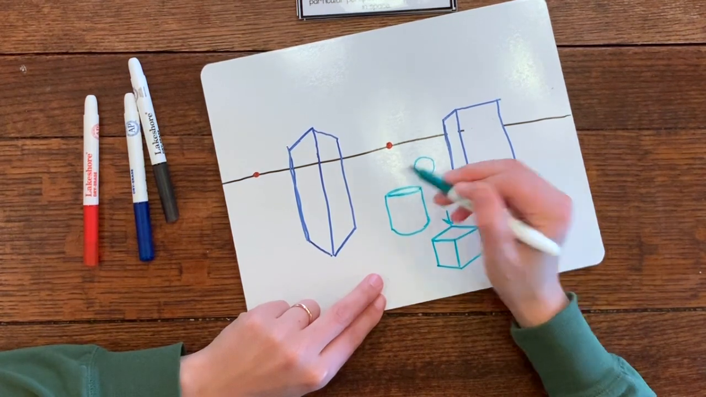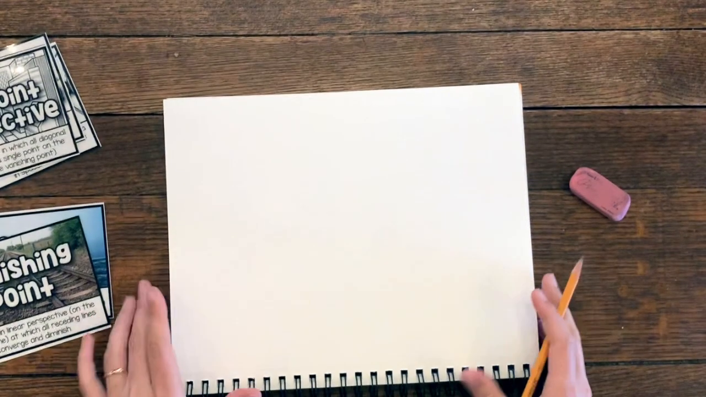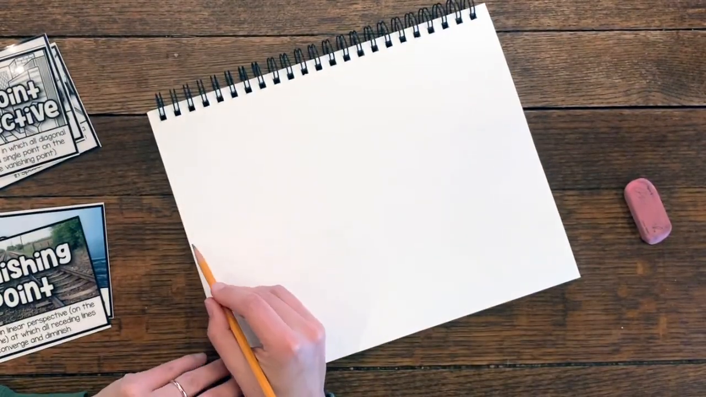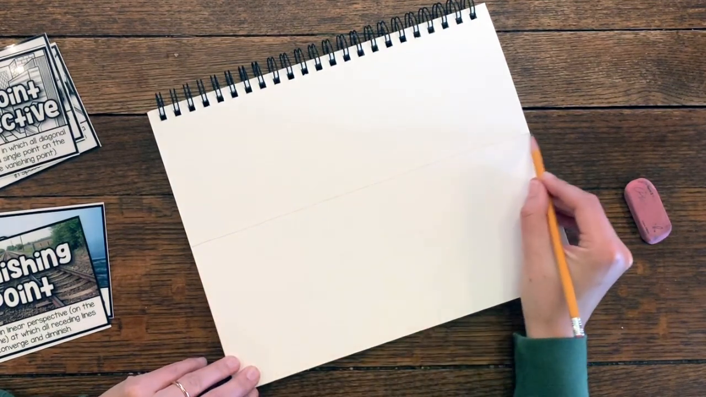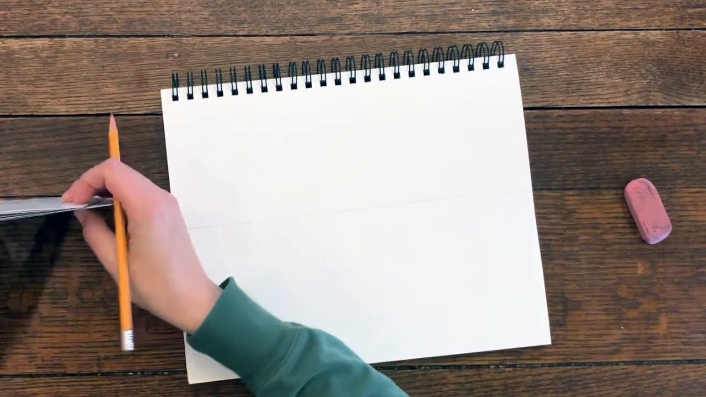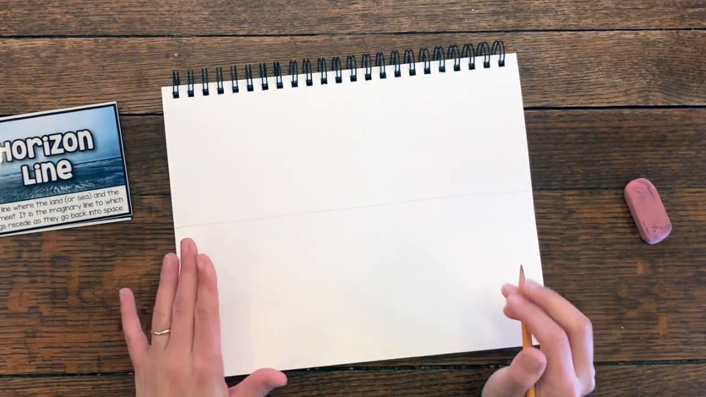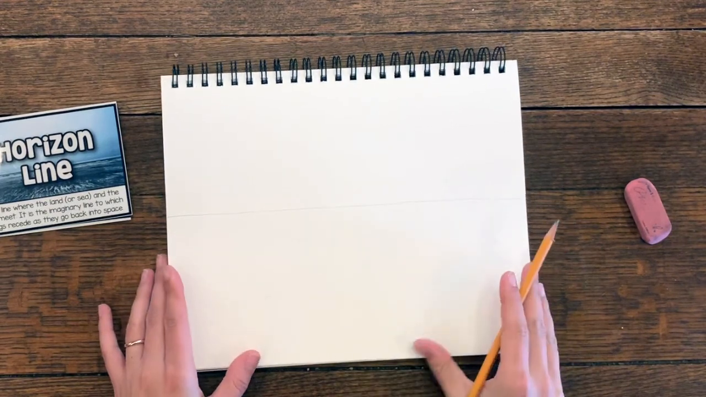So these two things would be considered foreshortened. Now that we've reviewed, let's get started. And we are going to start by drawing our horizon line. Remember, our horizon line is the line where our sky and ground is going to meet. This is the eye level of the person that is standing and looking at this.